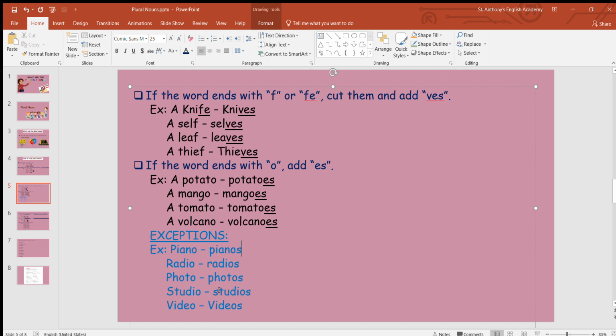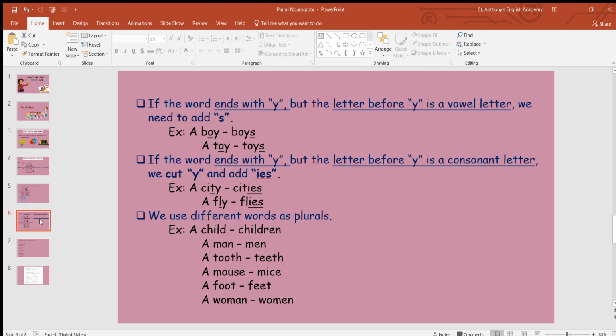And then, if the word ends with Y, but the letter before Y is a vowel letter, we need to add S. Always remember that this is something very important. That means if a word ends with the letter Y, and the letter before Y is a vowel letter, we add the letter S when making plurals.